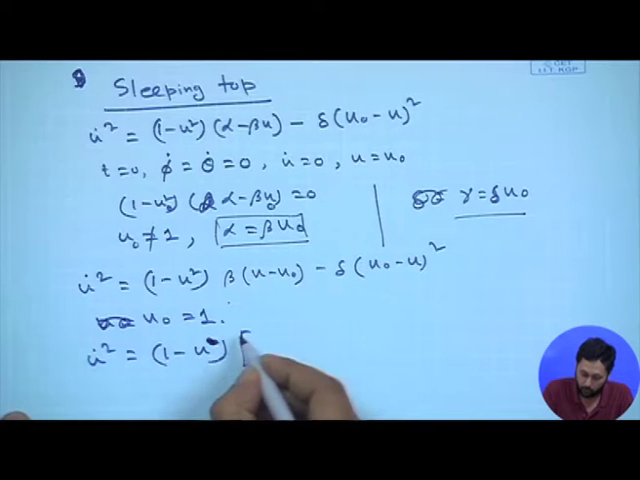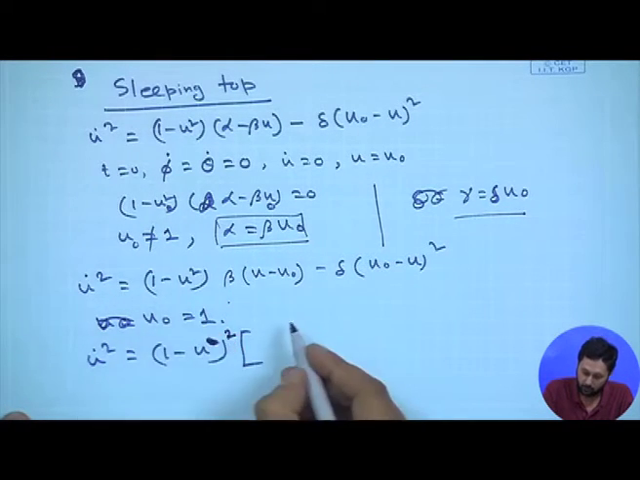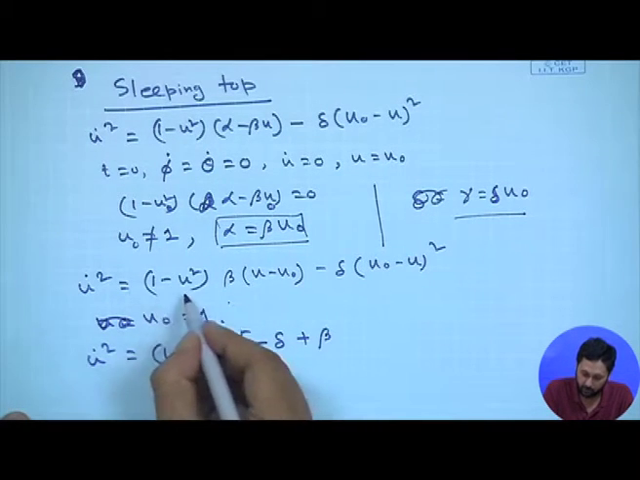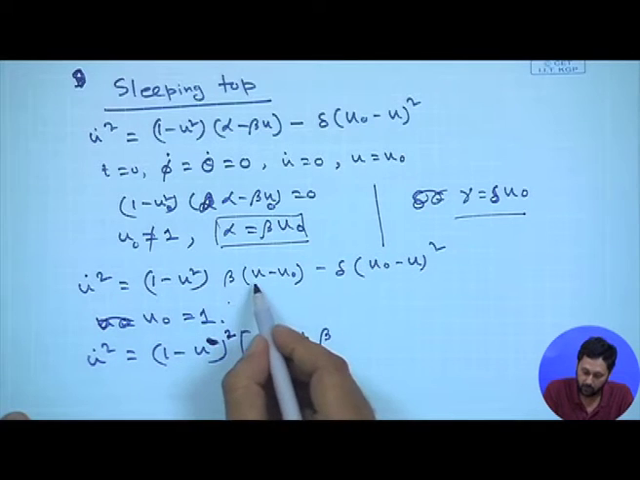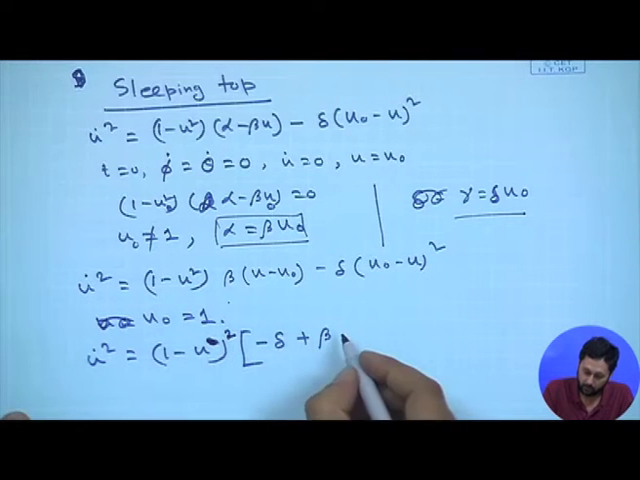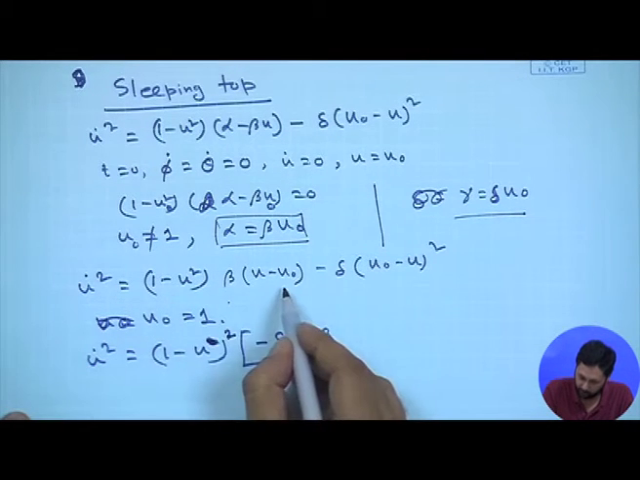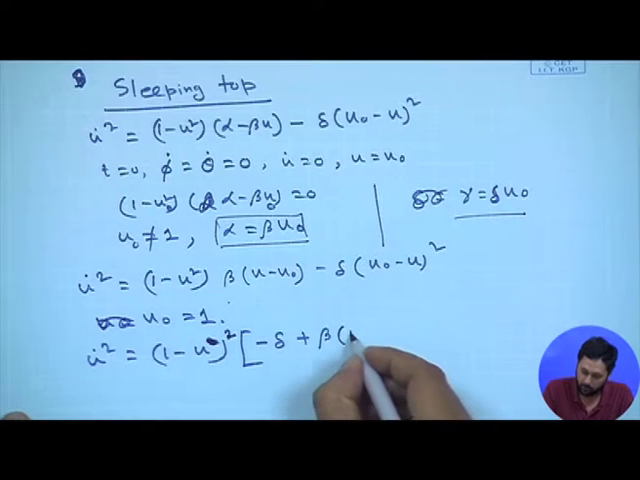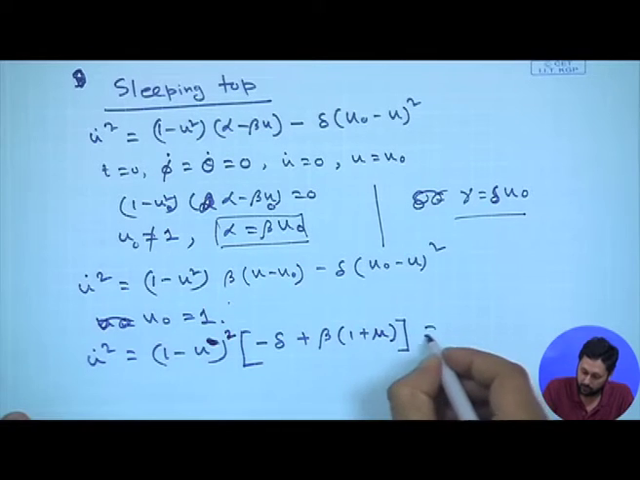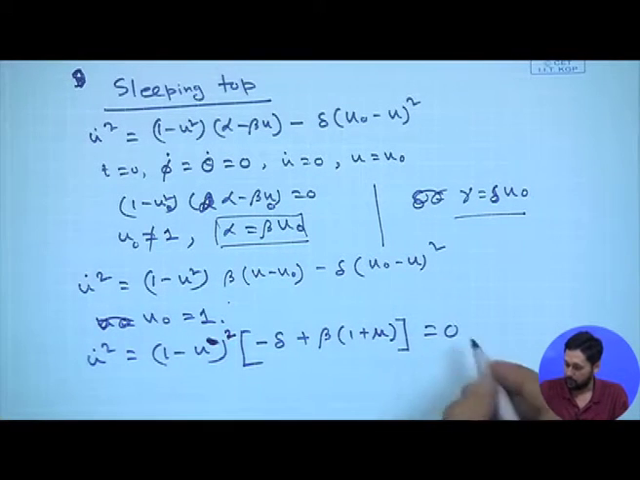So, it will be, if you take u minus 1 whole square common, what you are left with is minus delta plus beta. So, this can be broken into 1 minus u, 1 plus u, and if u0 is equal to 1, then it will be 1 minus u whole square multiplied by 1 plus u, right. So, this is equal to, okay. So, this is the equation.